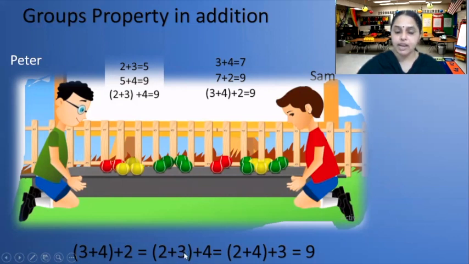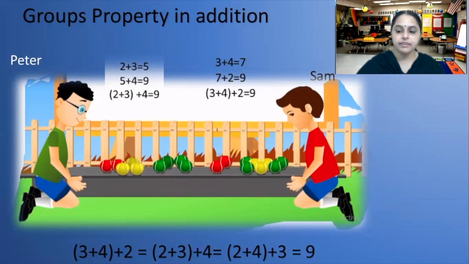If we do 2 plus 3 first and then add 4 to its answer, or do 2 plus 4 first and then add 3 to its answer, what answer do we always get? We get 9. So when we have any 3 numbers to add, if we are adding any 2 numbers and adding the third number, whichever order we add, the answer is going to be the same. So this is known as the Group's property in addition.